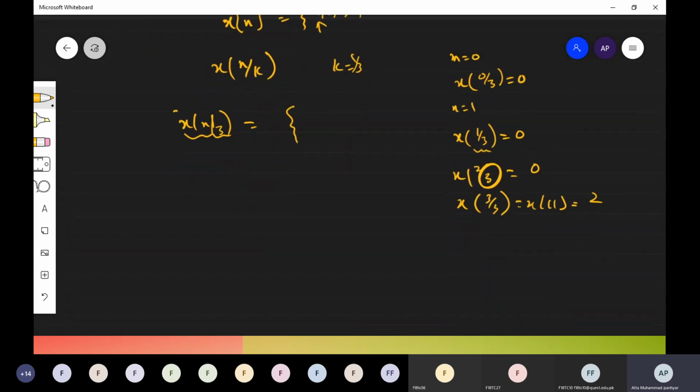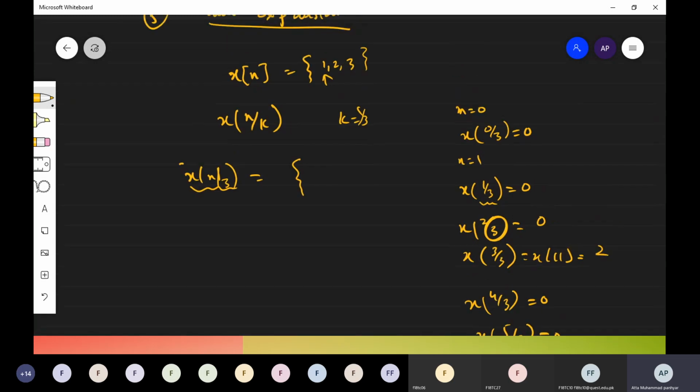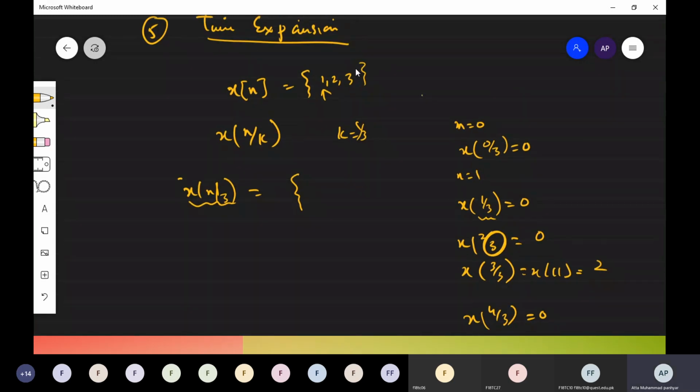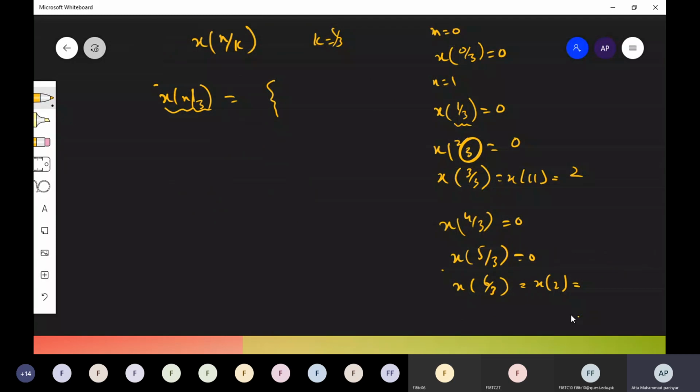And what about n equal to 4? 4 by 3, it's again 0. 5 by 3, it's again 0. For 6 by 3, that is equal to x of 2, and x of 2 has value 3. So our x of n by 3 is equal to 1, then 0, 0, then 2, then 0, 0, and 3.